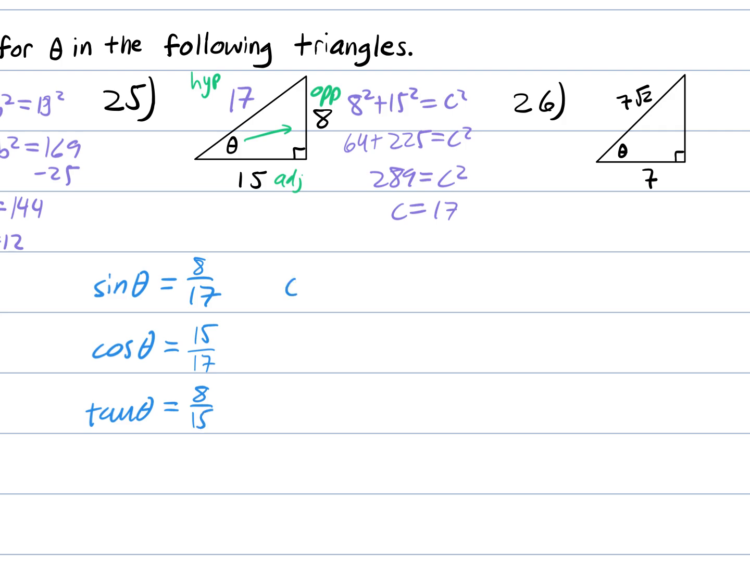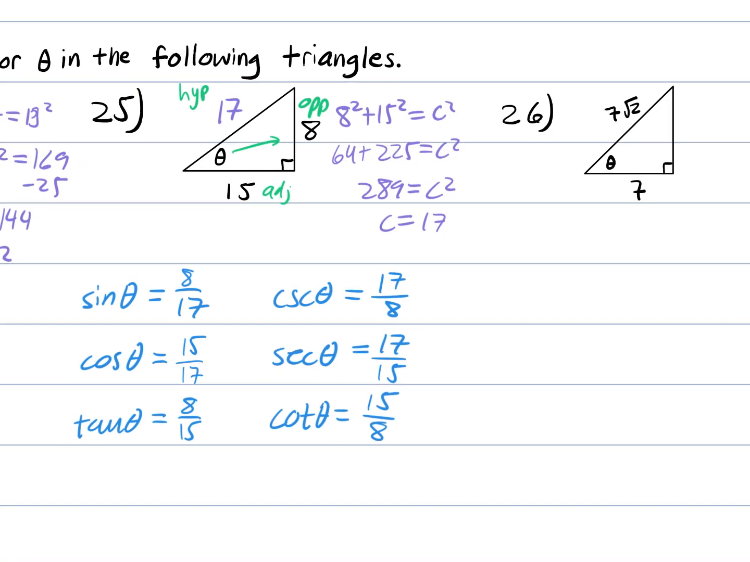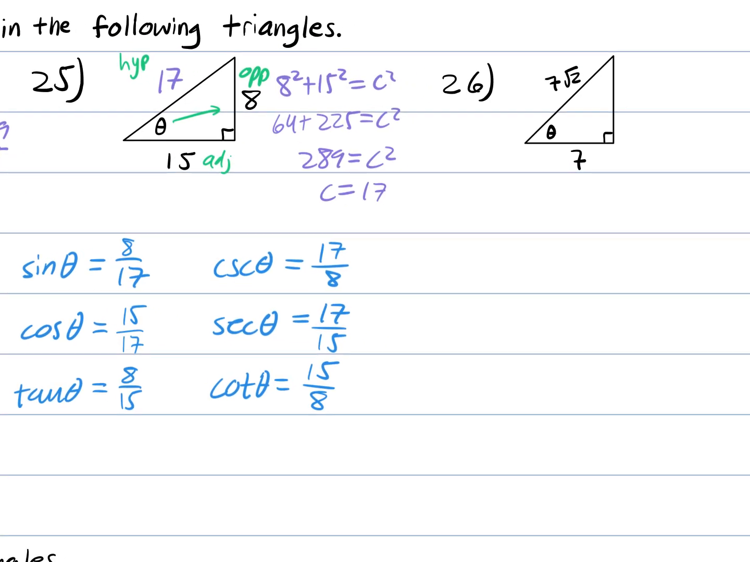And then to find my reciprocal ones, right, so cosecant, I know that that's the reciprocal of sine, so 17 over 8. All right, secant is the reciprocal of cosine, so 17 over 15. All right, and then cotangent is 15 over 8. All right, and that's all we needed to answer that problem.